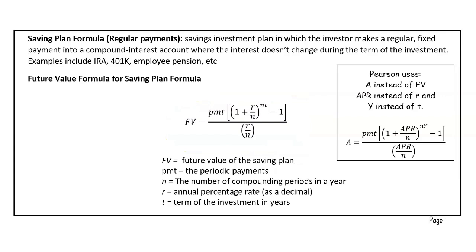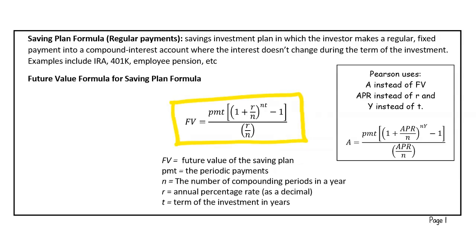Let's talk about this formula for just a moment. This is called the savings plan formula, and we're going to use that for when we make regular fixed payments into some sort of account. Some people have 401ks at work. This would be the formula that you use, or for an employee pension, or maybe you're contributing to an IRA. For this class, we're just going to do regular payments.